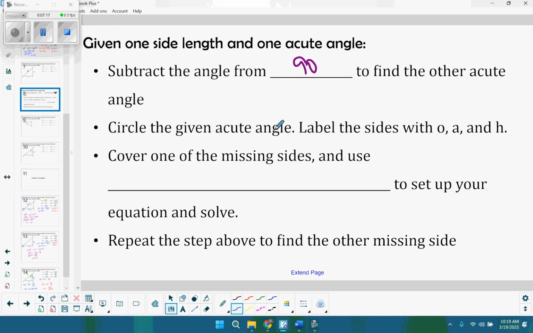We're going to circle the given acute angle, and we're going to label the sides with O, A, and H. And then we're going to cover one of the missing sides and use just regular trigonometry to set up our equation and solve. So we're going to use the normal sine, cosine, and tangent, not the inverse. And then we'll repeat the above step to find the other missing side. We'll cover the other missing one to find that last side.